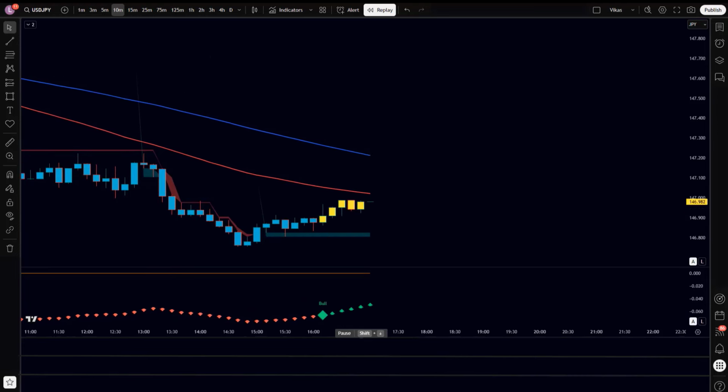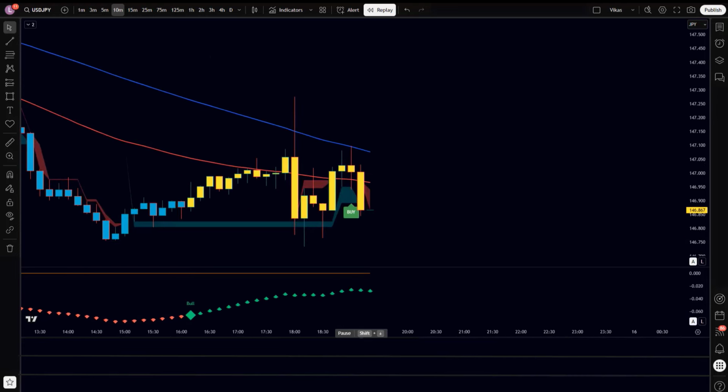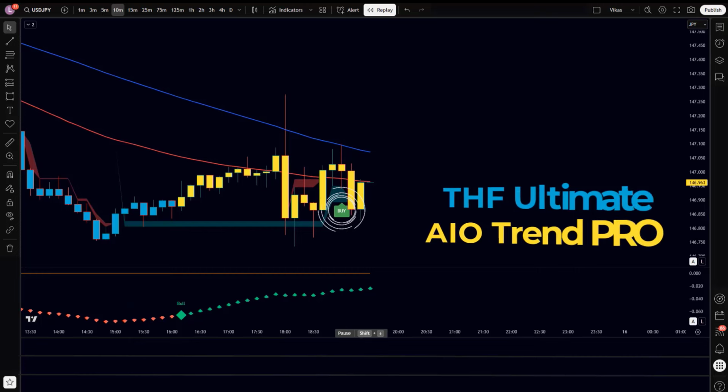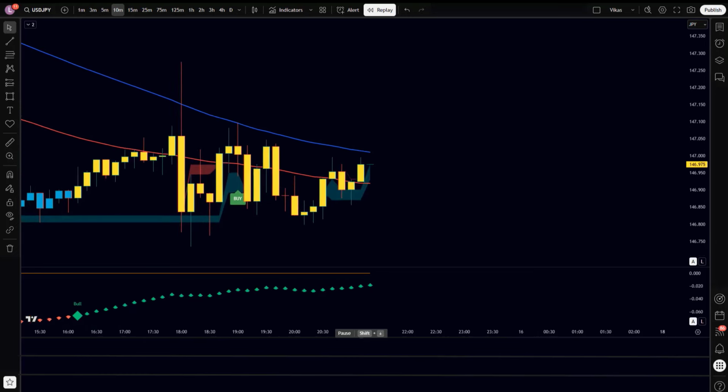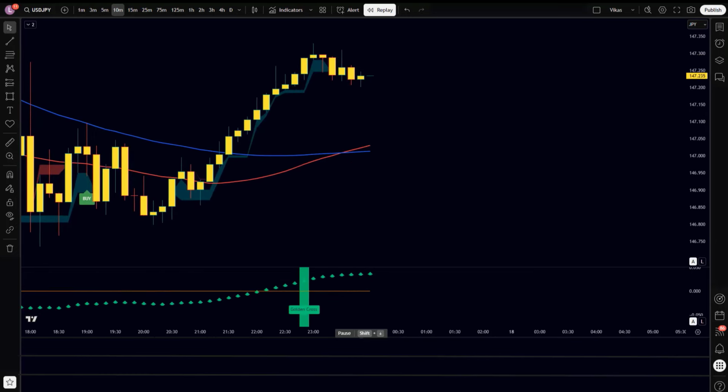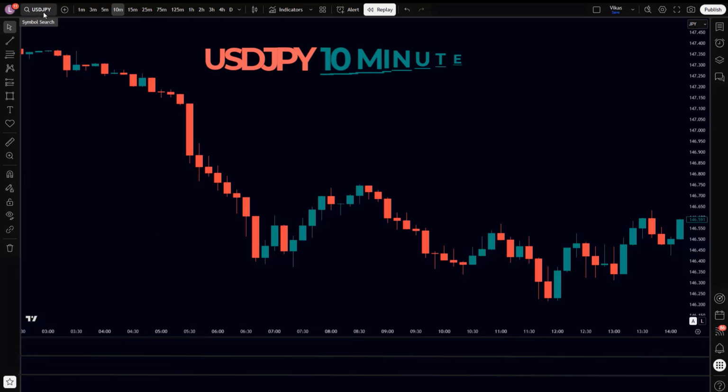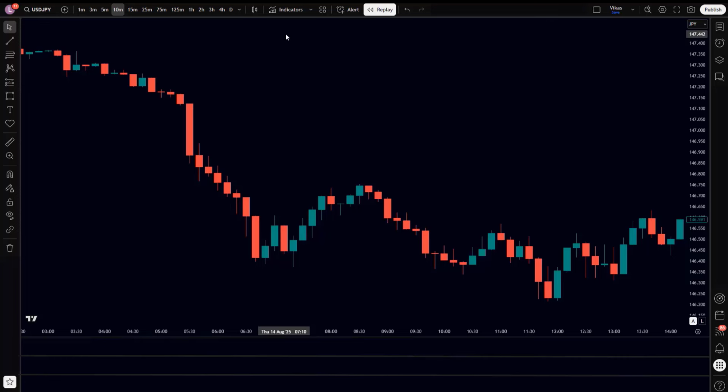First of all, let us know about trading tools. The buy and sell arrow indicator we see in the chart is called the THF Ultimate AIO Trend Pro indicator. Now we tell you how we want to trade. Let's start the video. We open the USD JPY 10-minute chart. This strategy works well on the 10-minute time frame, as this strategy is unique, as no one has ever told you about it before. Let us understand the trading setup.